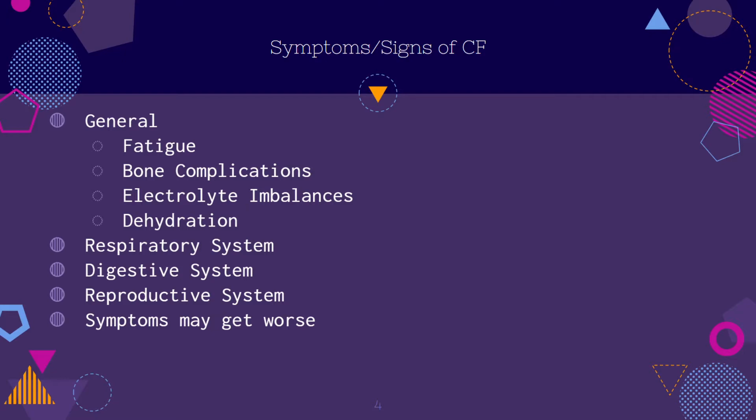Cystic fibrosis is also a progressive disorder, meaning that the symptoms will get worse as the affected individuals age. Patients also have a shortened lifespan, and the most common cause of death is respiratory failure.